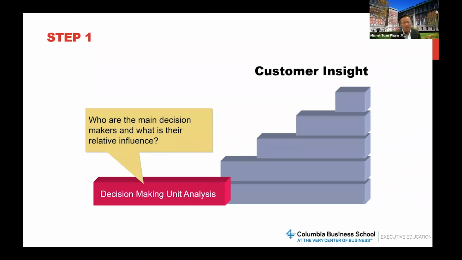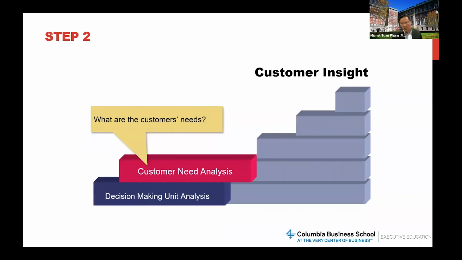And the way you should be thinking about this is asking the questions: who are the main decision makers that I am facing, and what is their relative influence on the entire decision-making process? Once you have this understanding of who the key decision makers are, then you can ask the remaining questions of customer insight. The next question you should be asking yourself is, what are the needs of these primary decision makers I just identified in the preceding stage?